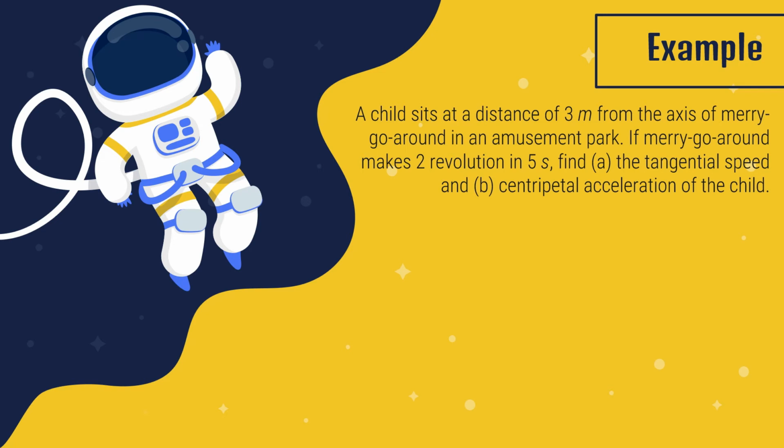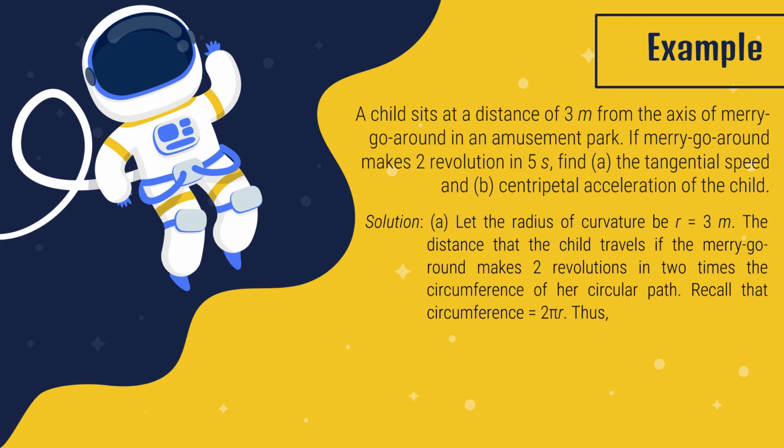For our first example, a child sits at a distance of 3 meters from the axis of a merry-go-round in an amusement park. If the merry-go-round makes 2 revolutions in 5 seconds, find the tangential speed and the centripetal acceleration of the child. First, we let the radius of curvature be r, which is equal to 3 meters. The distance that the child travels if the merry-go-round makes 2 revolutions is 2 times the circumference of her circular path. Recall that circumference is equal to 2 pi r.